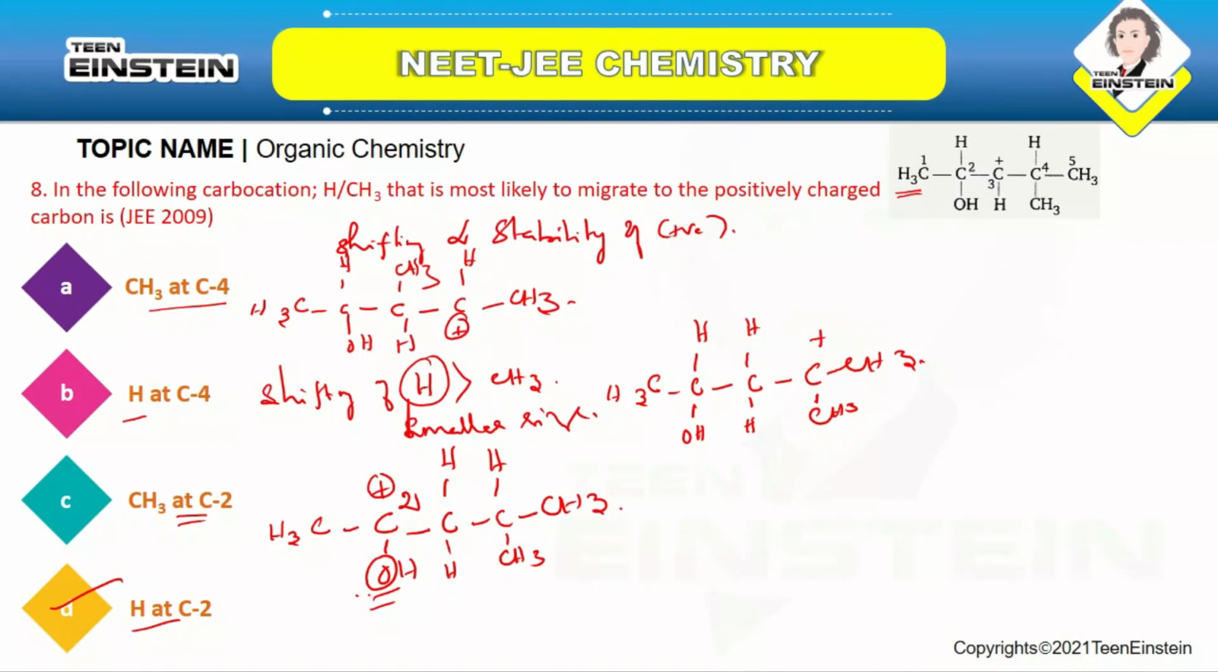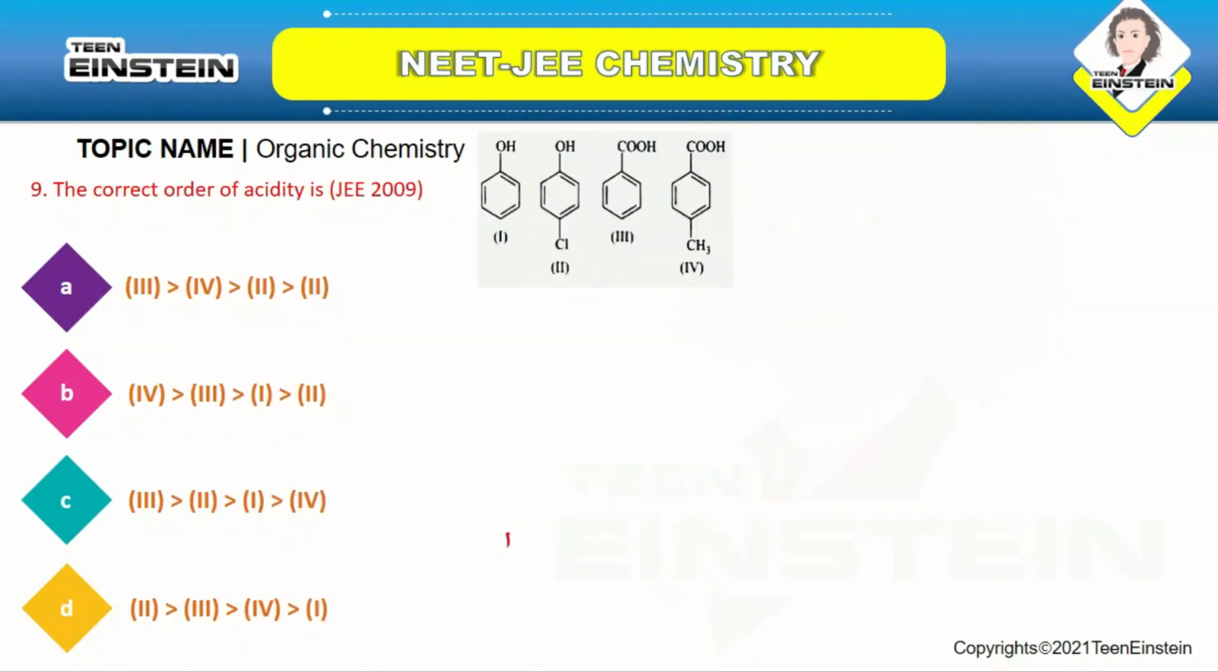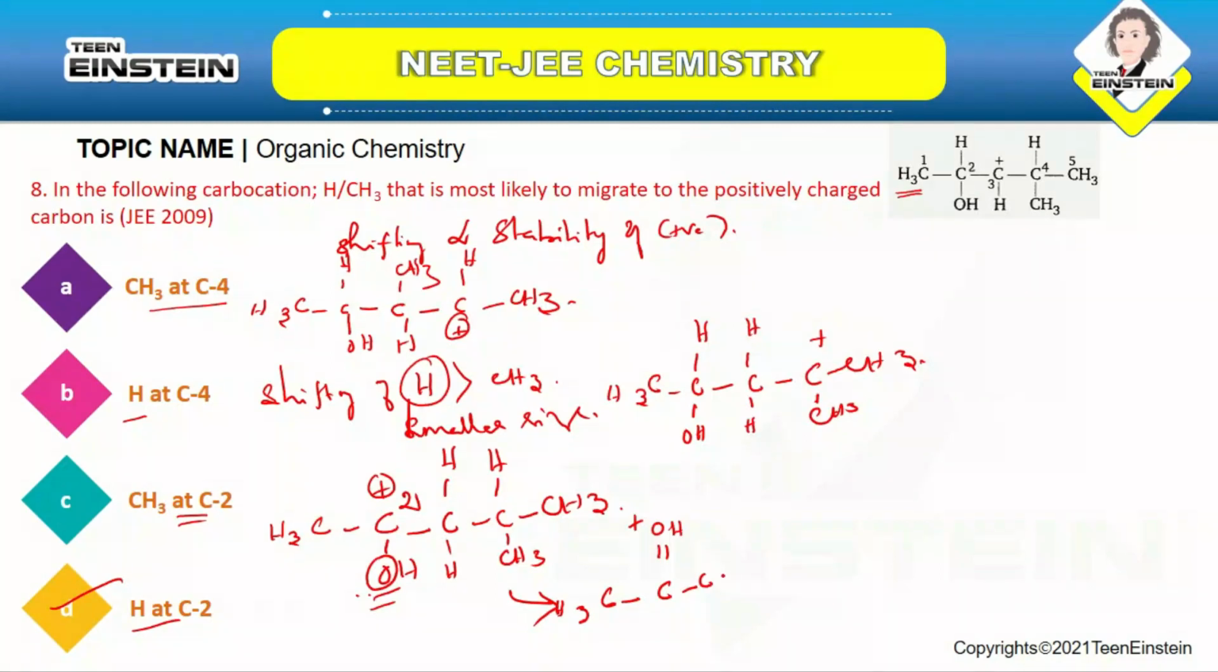So when shifting of hydrogen at C2 takes place, we get the octet completed structure, that is CH3, C double bond O, here the plus charge, here OH, here CH2, CH, CH3 twice. So the correct option is hydrogen at C2.